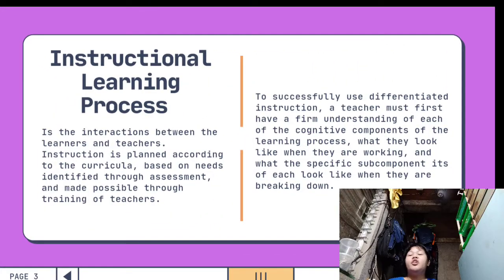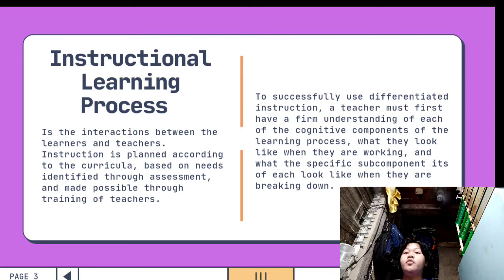When we say instructional learning process, it's the instruction between the learners and teachers. Instruction is the plan according to the curricula, based on needs identified through assessment and made possible through training of teachers. Teachers must orchestrate differentiated instruction day after day, hour after hour, by assessing their students and adjusting strategies moment by moment, which requires knowledge and skills.